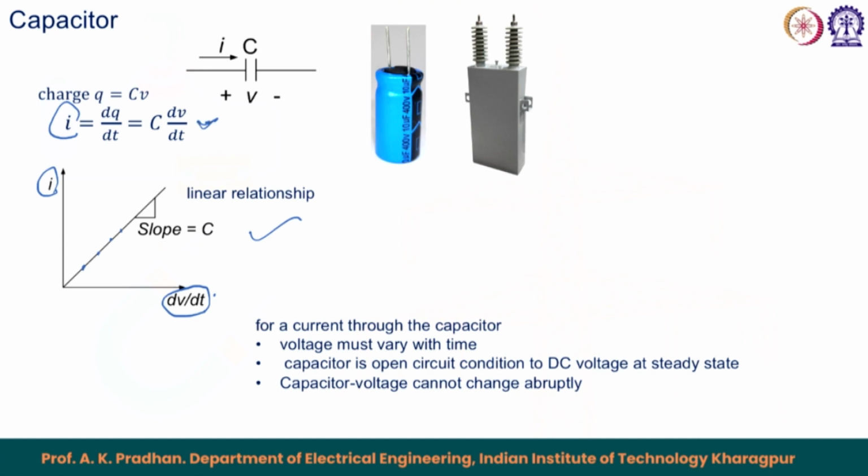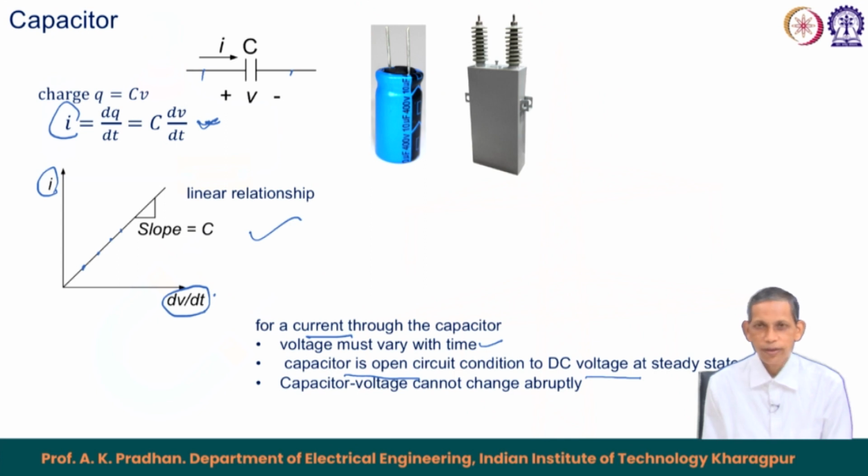Furthermore, from this relation we can see that the voltage must vary with time for a current through the capacitor. If current is non-zero, then the corresponding voltage across the capacitor must change with time. Capacitor is an open circuit for a DC voltage at steady state.